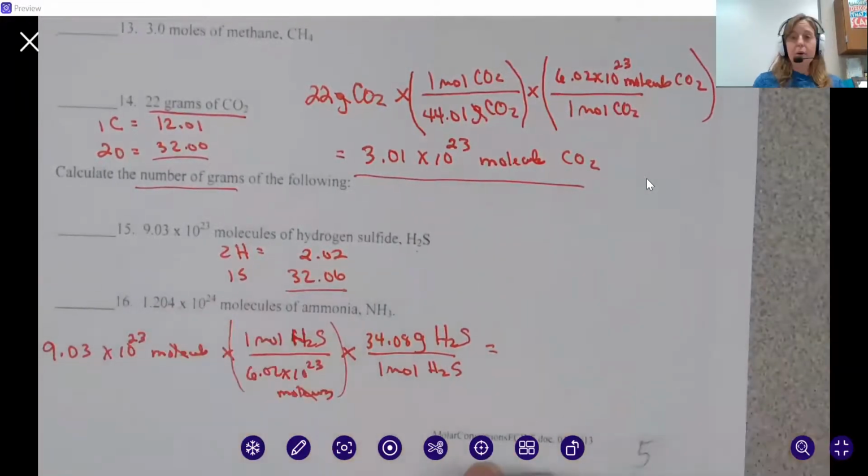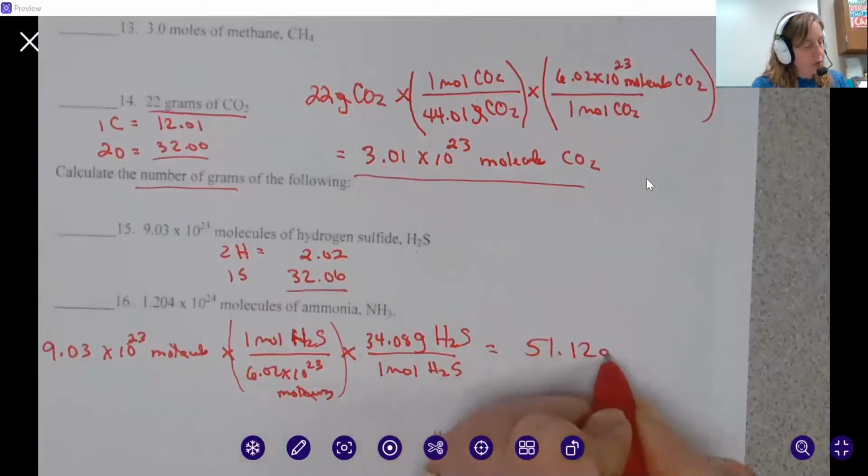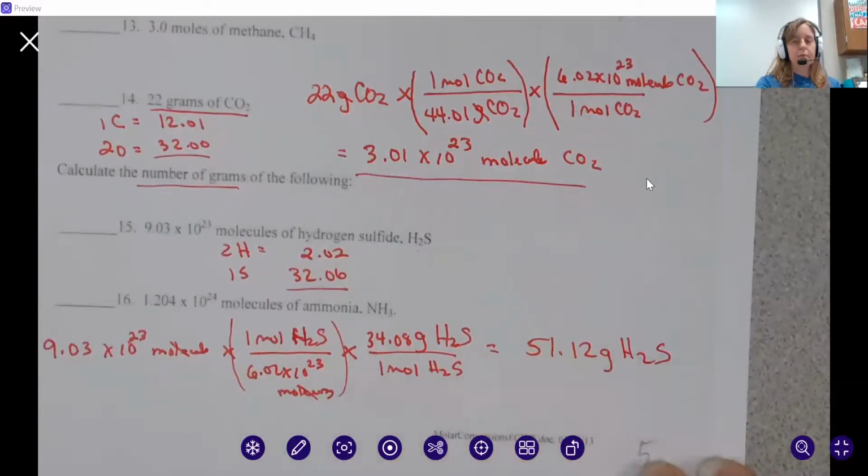Okay, and now once again, I'm going to multiply by my fractions, right? So I'm going to take 9.03 EE 23 times the fraction 1 over 6.02 EE 23 times 34.08. And that's going to give me 51.12 grams of H2S.